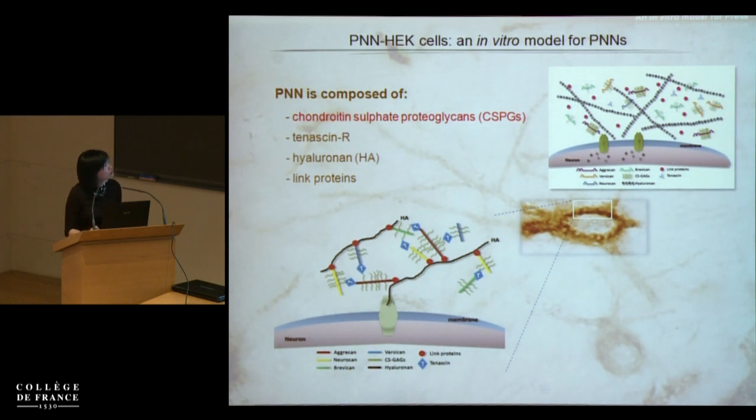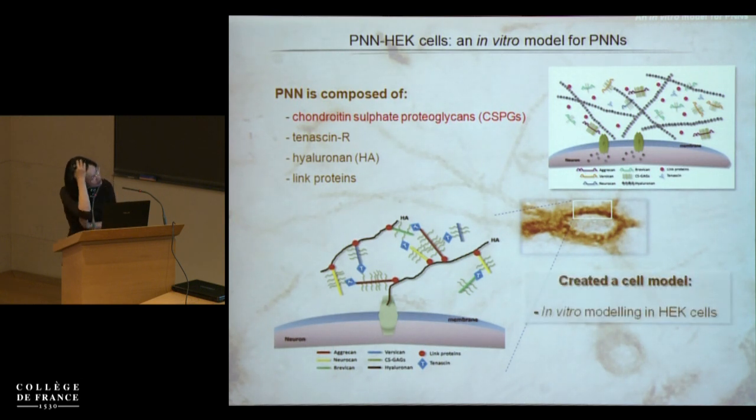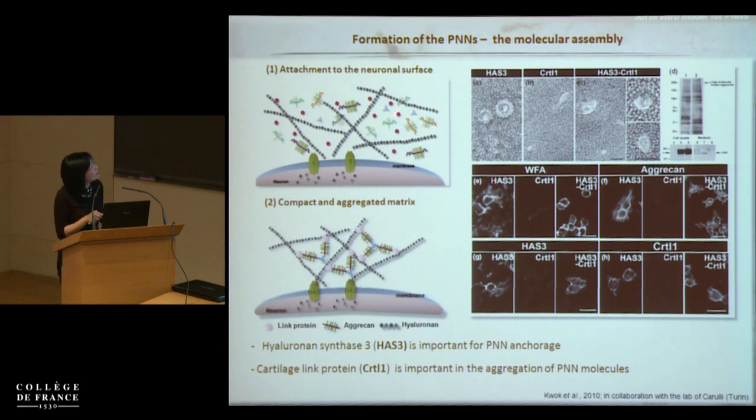So in order to develop a tool to study perineuronal nets and the related molecules, we have tried to create a model of perineuronal nets, which we can use for quick screening of different molecules and substances in controlling perineuronal net formation. So we have developed a model in HEK cells, which is a very robust model, easy to culture.